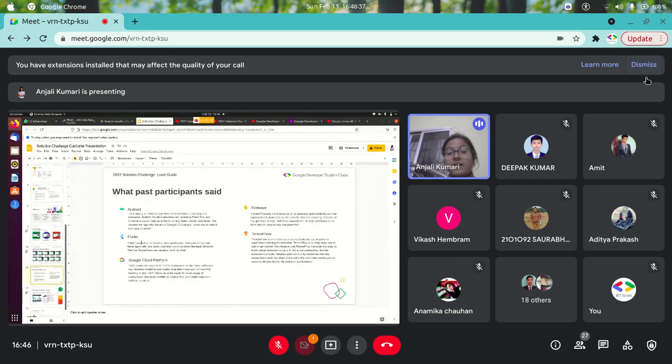I'm saying for a long time that you have to turn your idea into a software solution using Google technologies. So what all you can use, and what the past participants have used, and what are their opinions on it. You can build an Android app for your solution. You can make a Flutter app. You can use Google Cloud Platform to implement the backend technologies. You can use Firebase also for implementation of backend technologies. You can use TensorFlow for automated machine learning and AI related things.